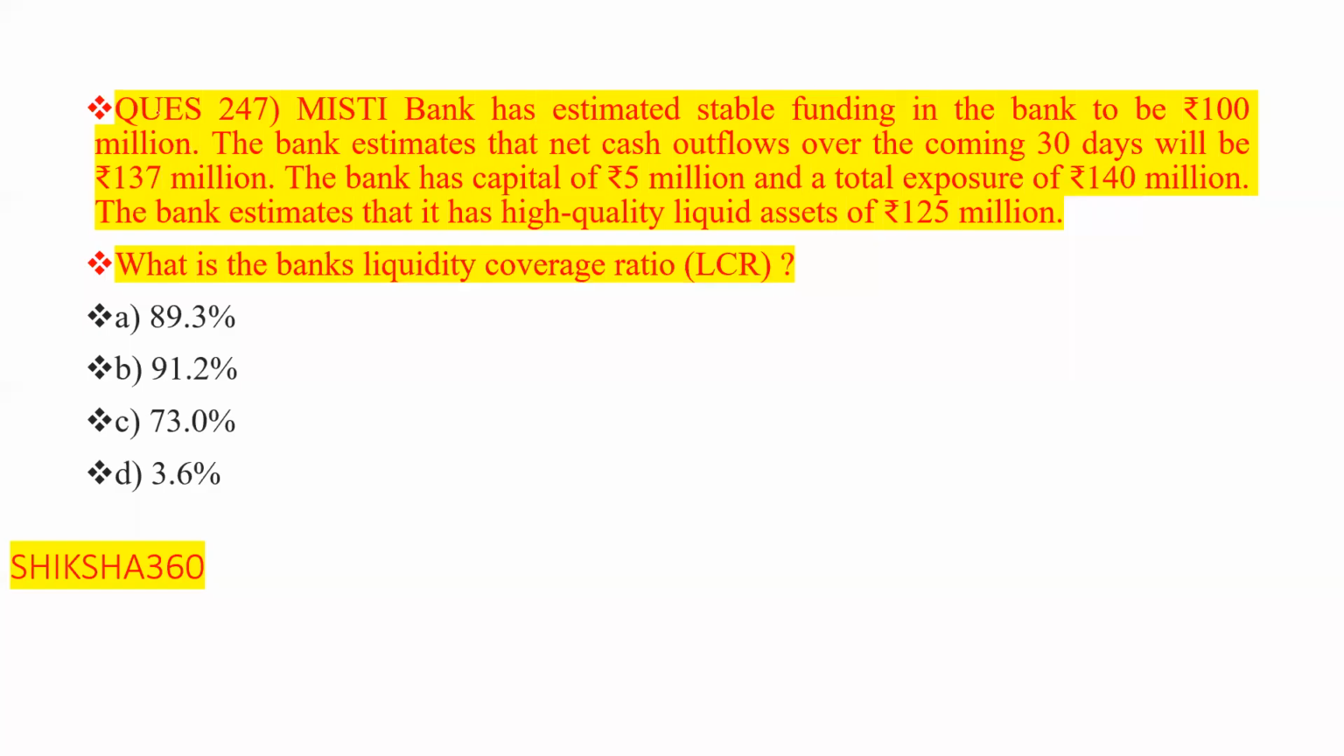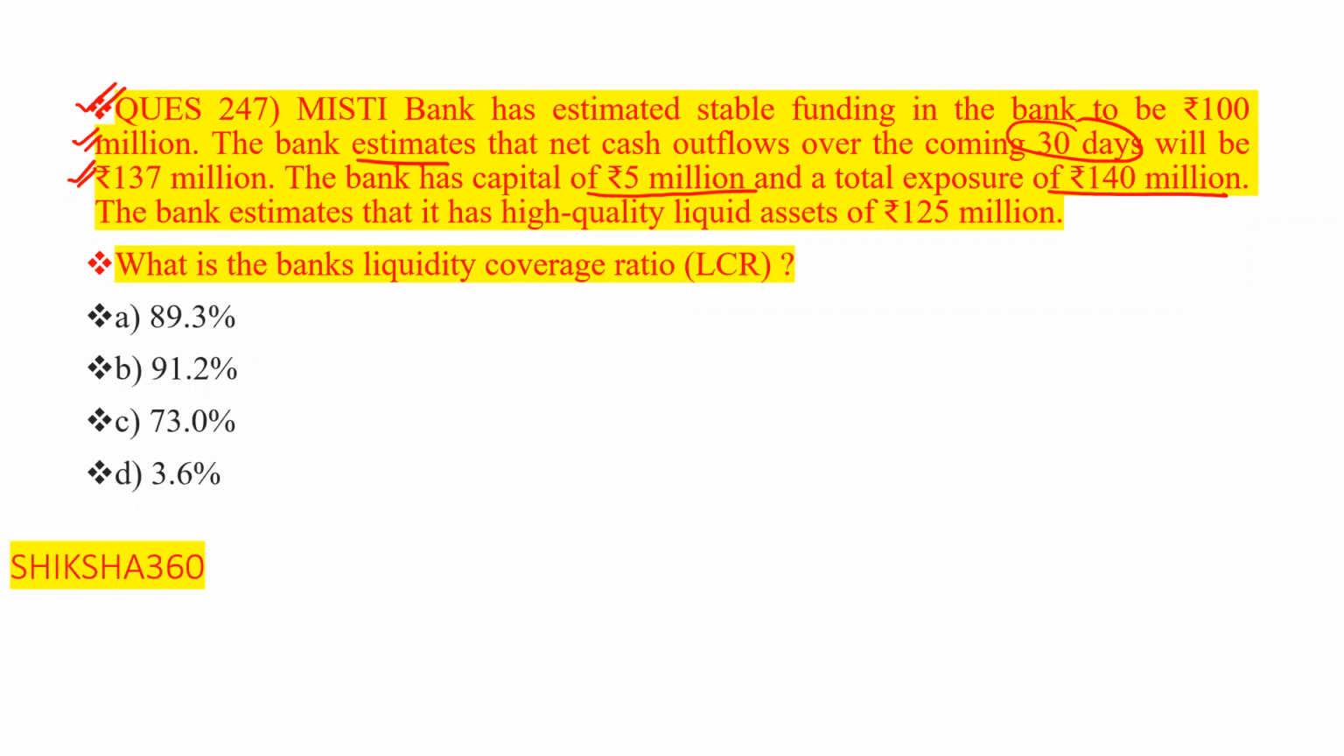Question number 247 on your screens now. Misty Bank has estimated stable funding in the bank to be rupees 100 million. The bank estimates that the net cash outflows over the coming 30 days will be 137 million. And the bank has capital of 5 million and a total exposure of rupees 140 million.